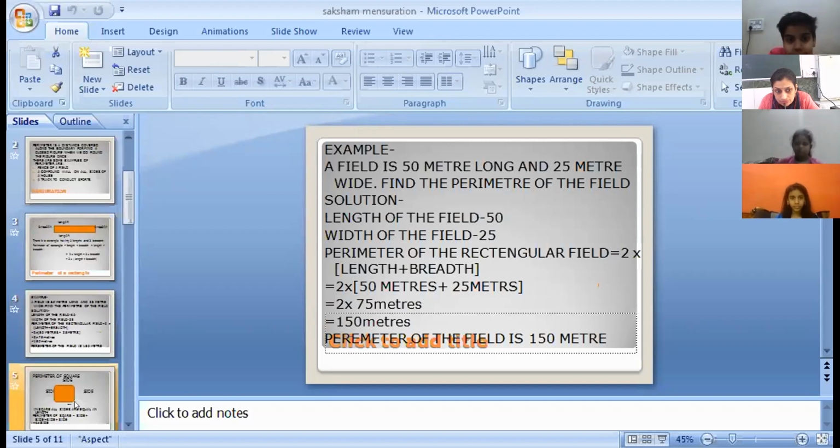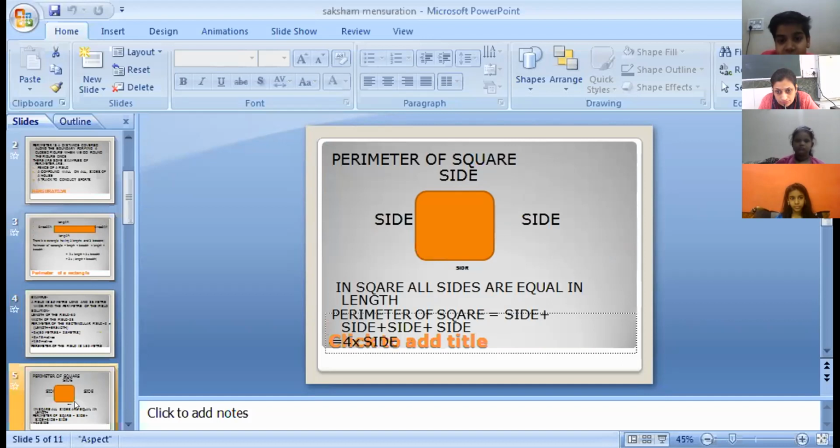Now there is the perimeter of a square. It has 4 sides. In a square, all sides are equal in length. Perimeter of a square is side plus side plus side plus side, that is, 4 into side.